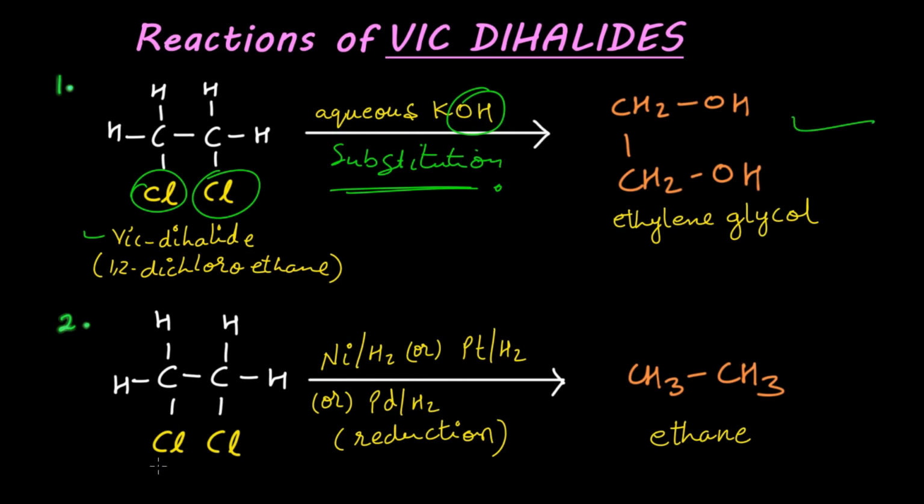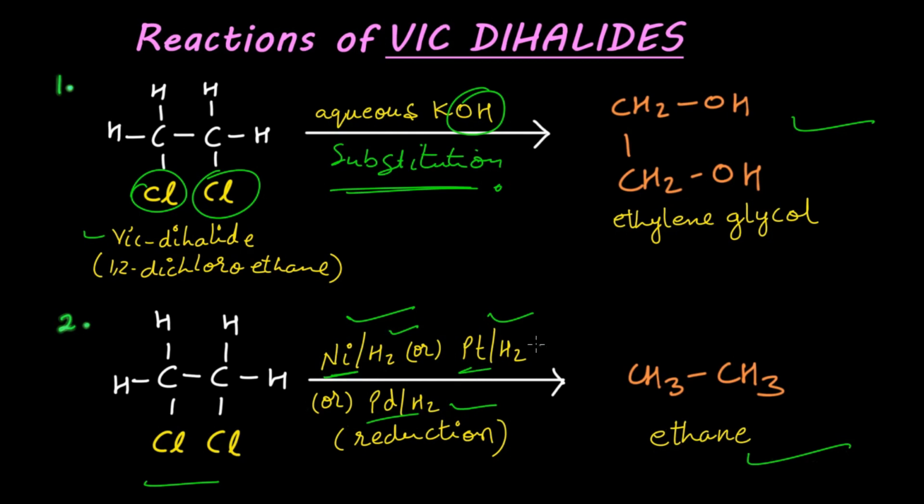Now the second reaction is simply a reduction reaction. When VIC dihalide is treated with nickel catalyst in presence of hydrogen, platinum in presence of hydrogen, or palladium in presence of hydrogen, you will get ethane.